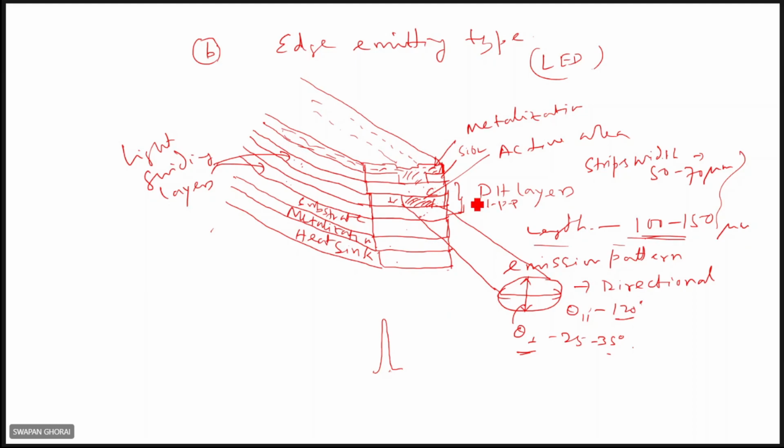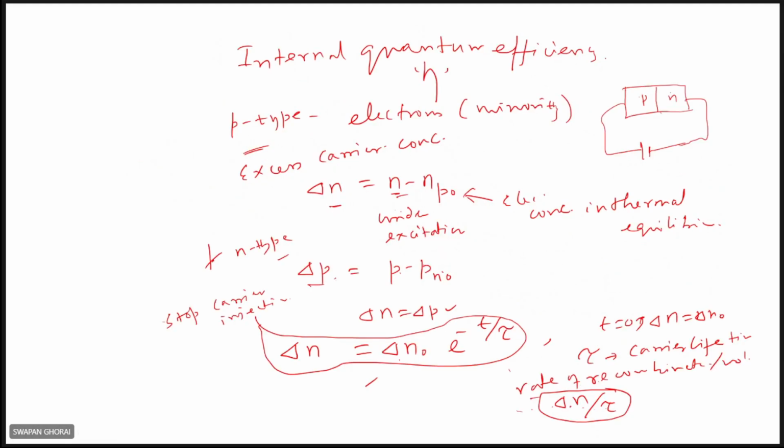Now let us see how other factors determine how much power is emitted from this LED, and how the light can be modulated. What are the factors that decide the modulation rate of such an LED? Before that, to estimate the power emitted by the LED, we have to see the internal current efficiency. Let us see what factors decide it.